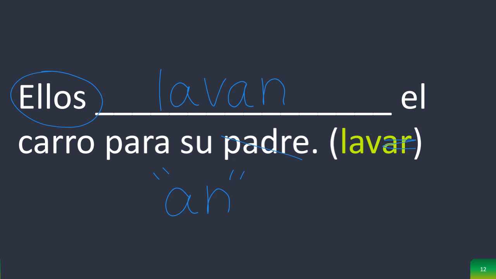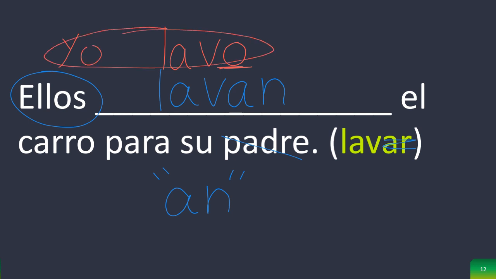And if we conjugated our verb in another way, like maybe we put an O on the end, then when somebody read this sentence, they would be confused, because lavo has an O on the end. So that means our subject should be yo. So it's going to confuse somebody if you don't use the correct ending. You want to make sure you use the correct ending AN so that it matches ellos.